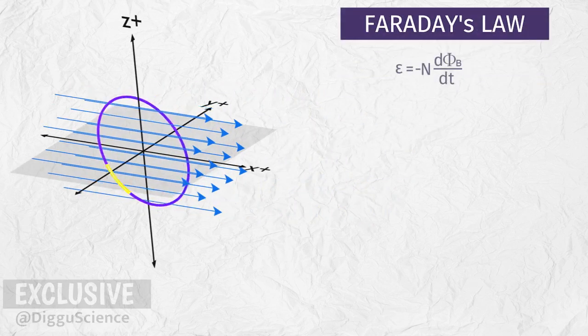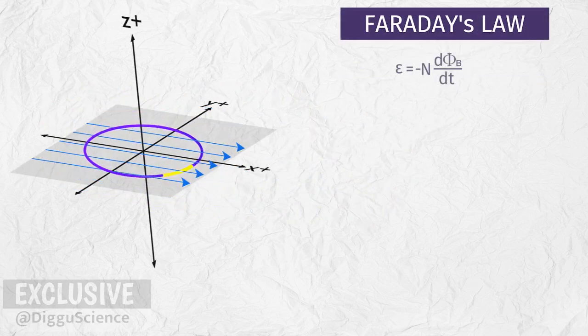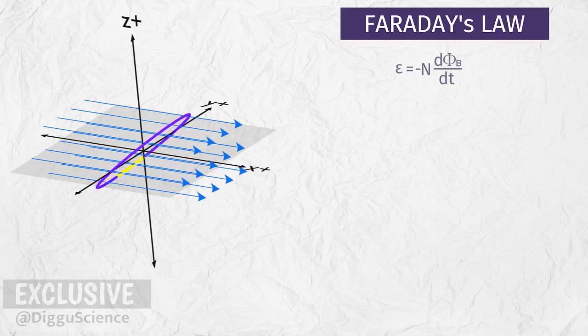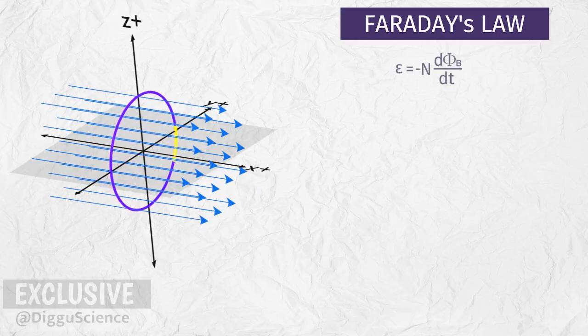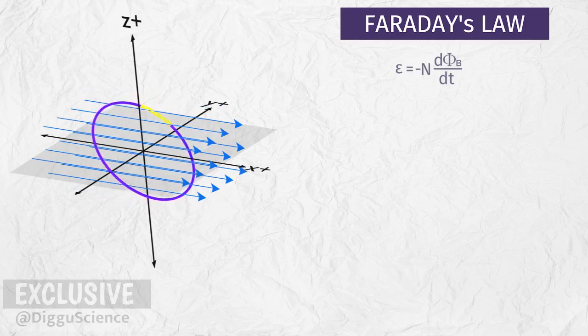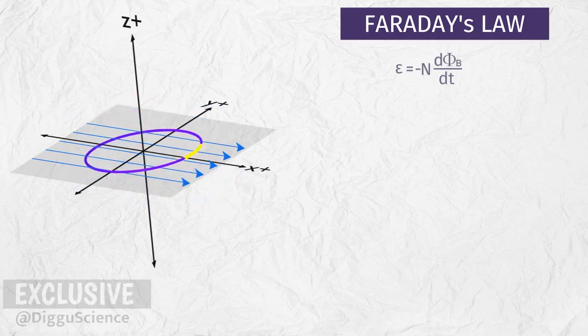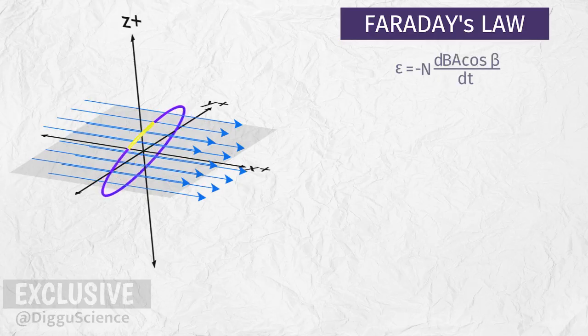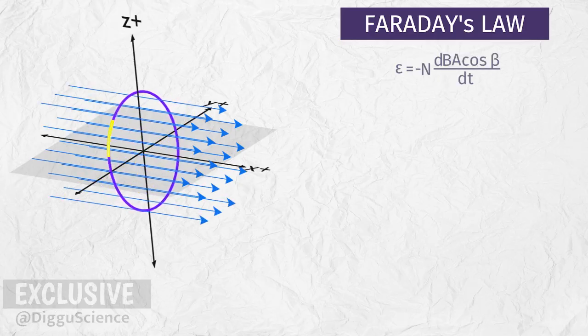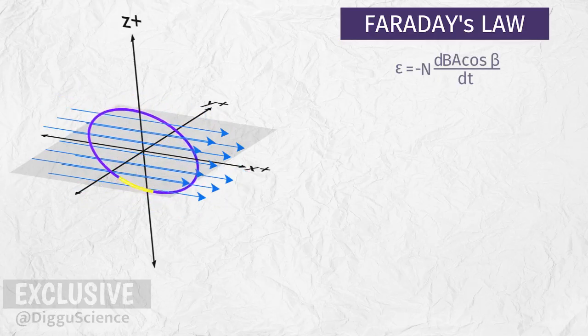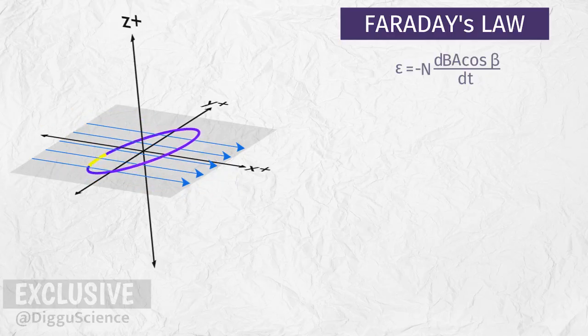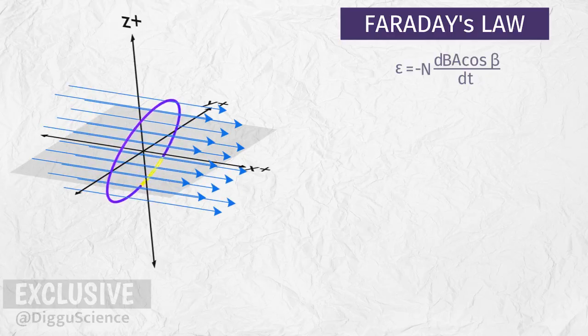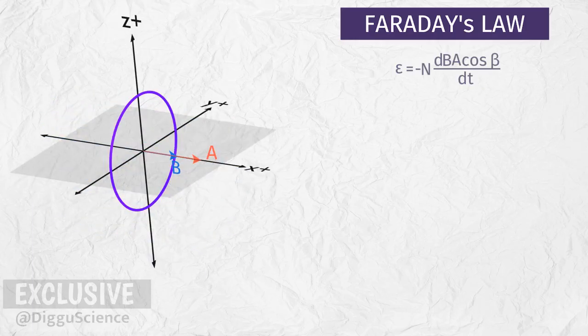Let's discuss this using Faraday's law. First, let's write Faraday's equation for induction, epsilon equals minus N d phi dt. The magnetic flux itself is influenced by B, A, and the cosine of beta. The diagram above seems very complicated. Let's simplify it to something like this.